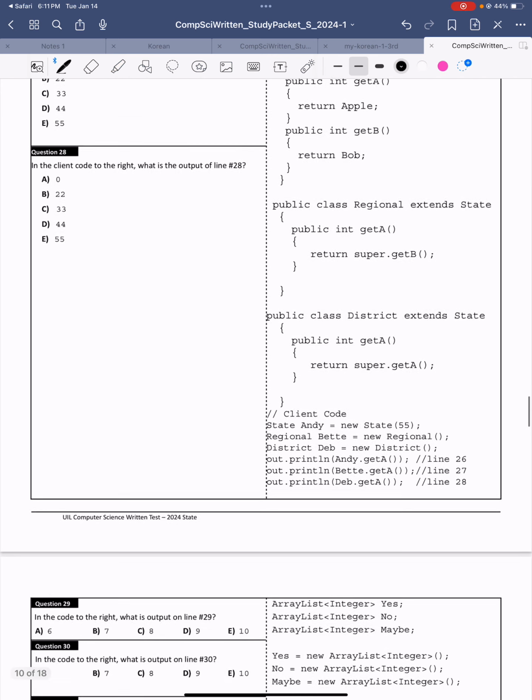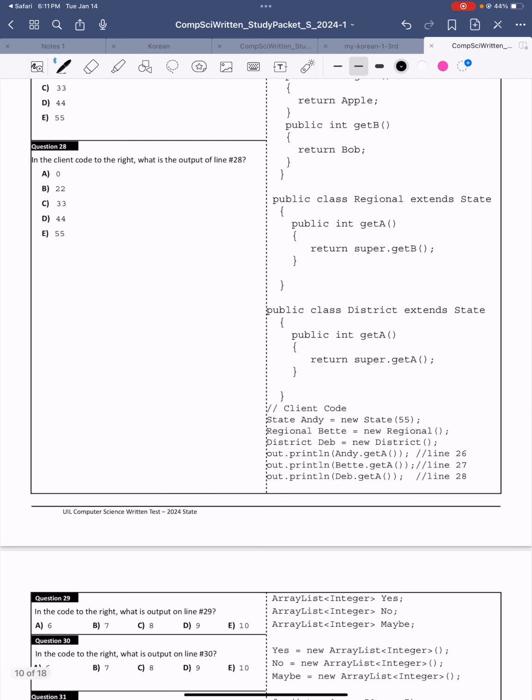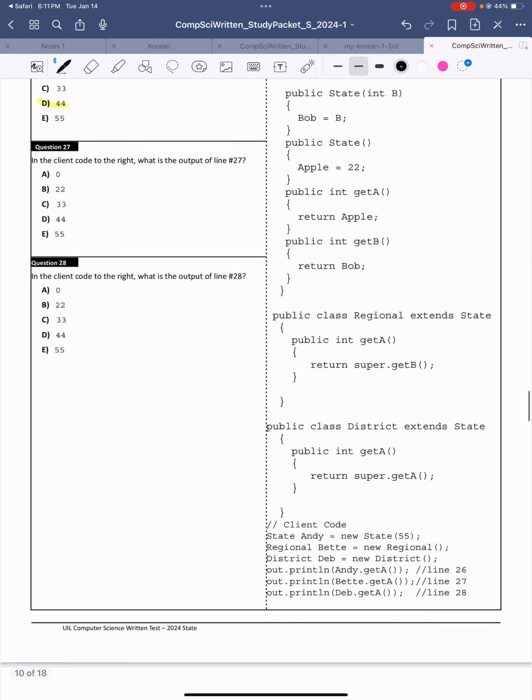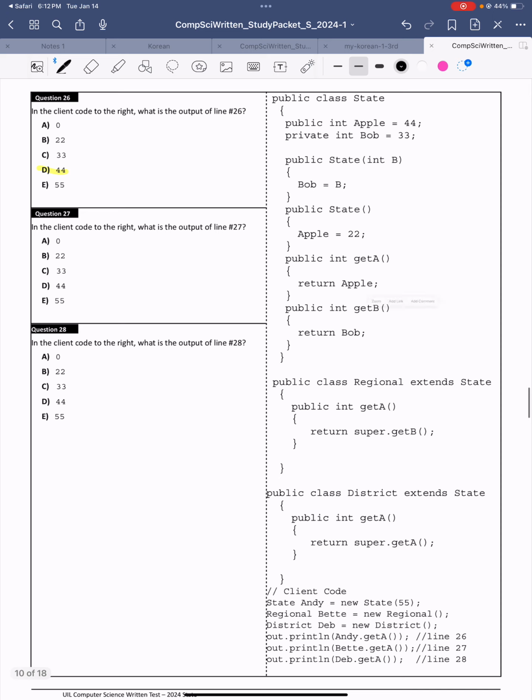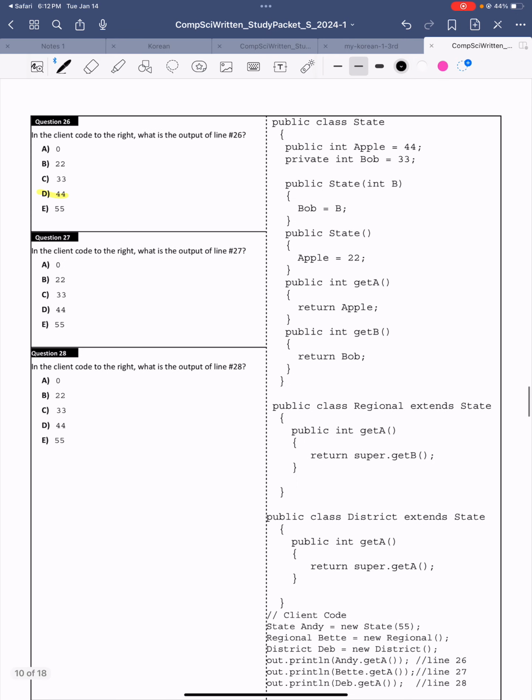Okay, let's look at this one. Bet.getA. So regional, we go to regional. getA is the getB method. Well, what's the getB method? It's return Bob, right? But there was no parameter in there. So what is Bob? It's 33. So the answer is C, 27, C.